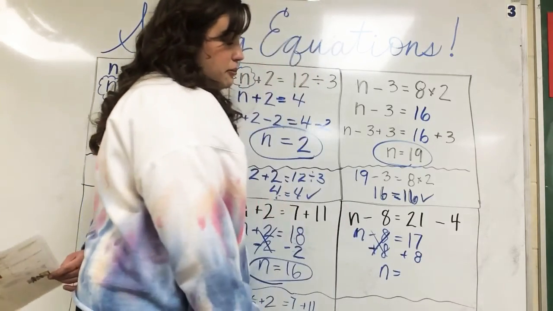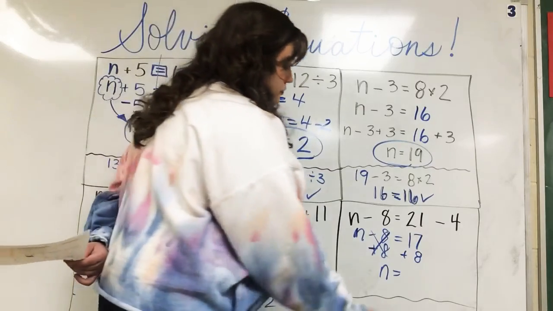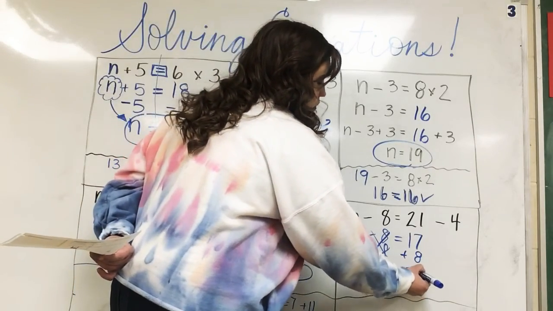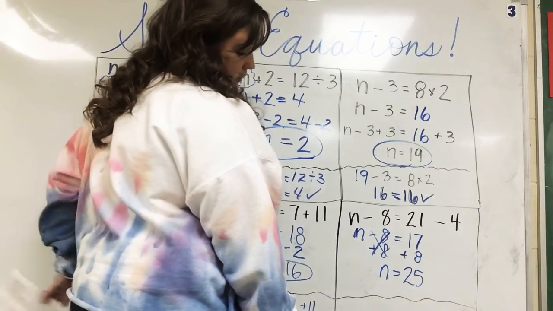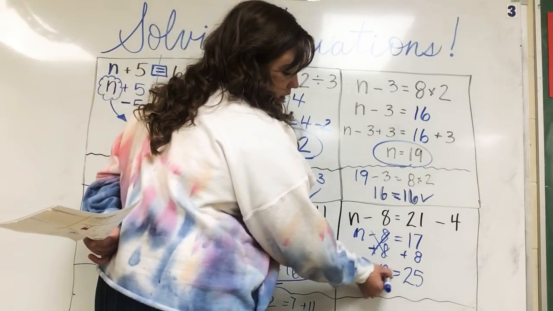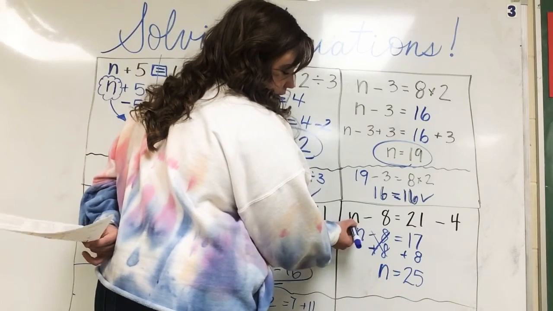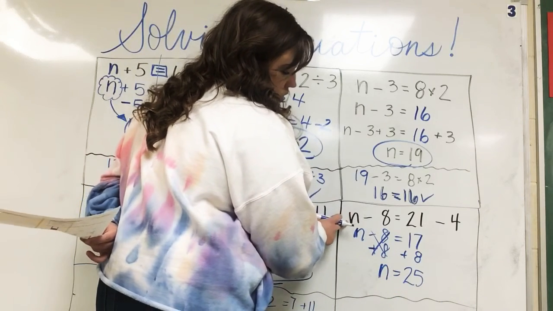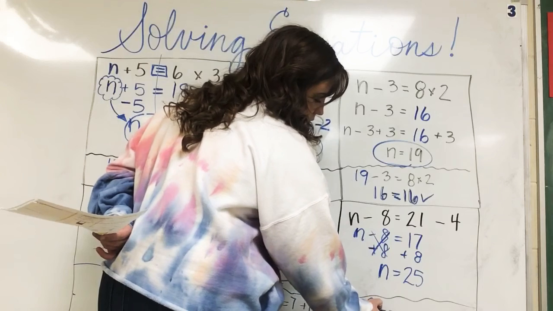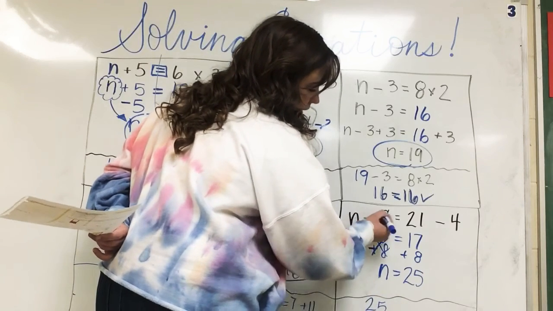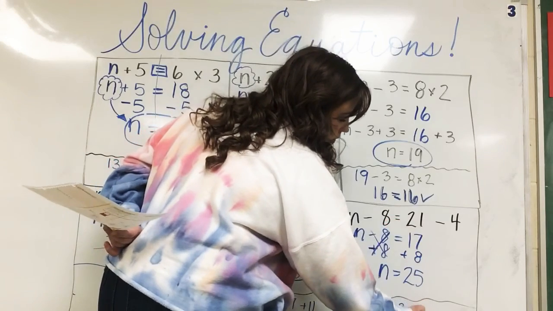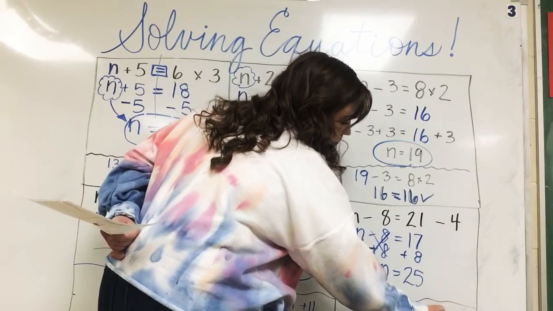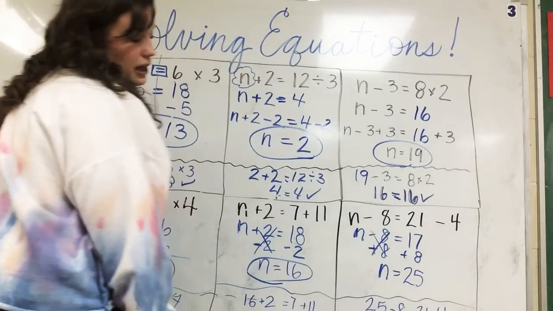What is 17 plus 8? That is going to be 25. Okay? 17 plus 8 is 25. So let's check to see if n really does equal 25. We're going to substitute the 25 for the n. So we have 25 minus 8 equals 21 minus 4. Okay, go ahead and copy that down.